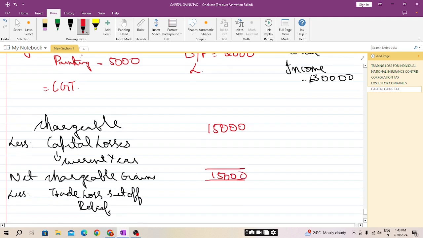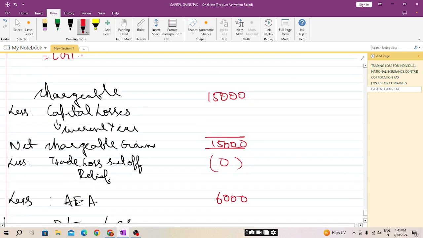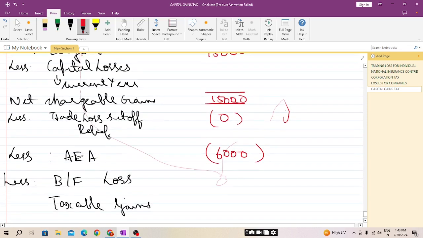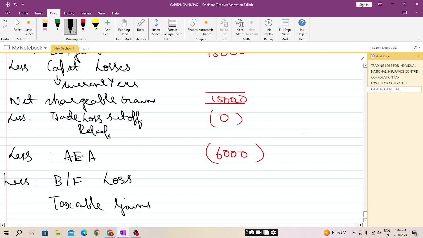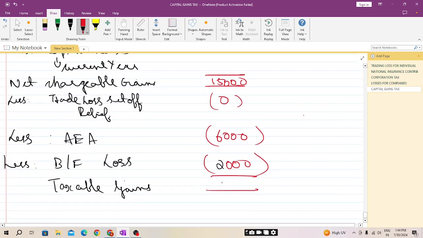Any trade loss set off relief, students? No, 0. Then AEA full we will claim, because partial claim is allowed. So the brought forward losses, students, the brought forward losses are 2,000, students. This will give rise to our taxable gains. 15,000 minus 6,000, it will be 9,000 less 2,000, 7,000. I hope this is clear, students.